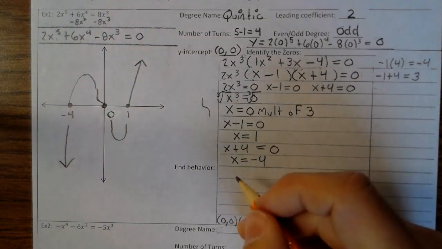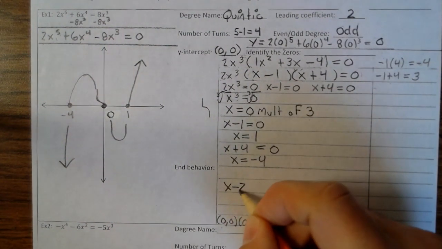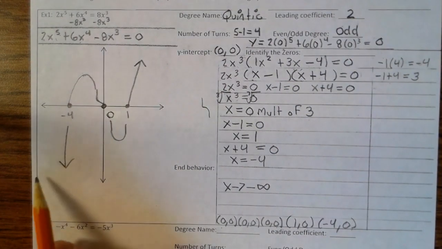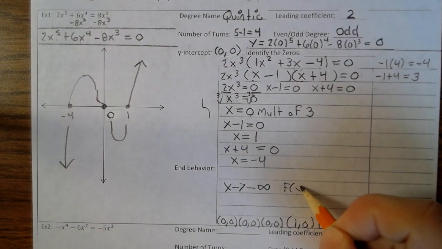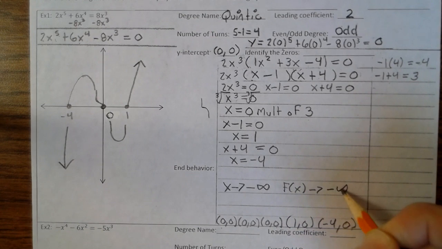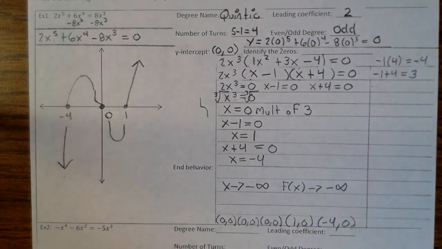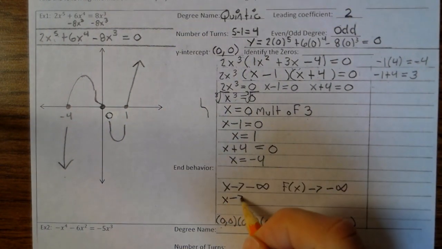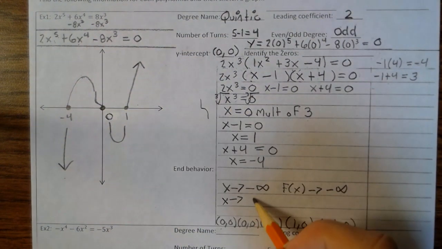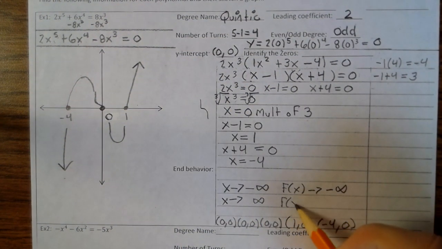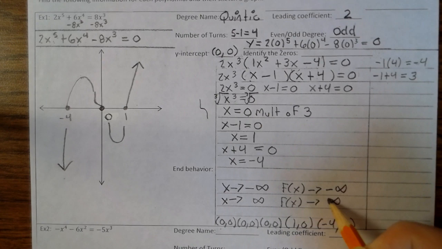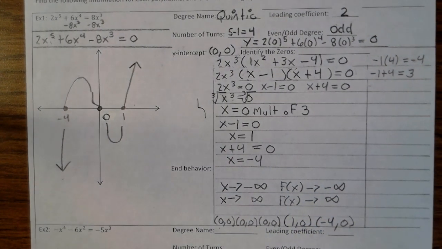Okay? So end behavior, as x approaches negative infinity, meaning goes left, f of x approaches negative infinity, meaning it goes down. Now as x approaches positive infinity, meaning going right, f of x goes up, to positive infinity. All right, go ahead and finish up example 1.